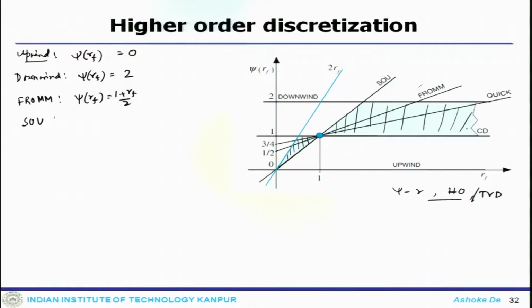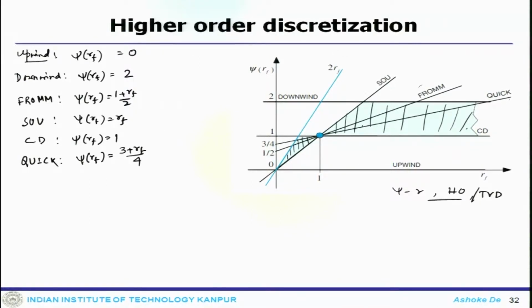Second order upwind, so psi RF is RF. So, that passes through the points 0,0 and 1,1. Then CD, where psi RF is 1, that is where it is constant, and then you have QUICK, which is psi RF equals 3 plus RF by 4. So, this is the line for QUICK.